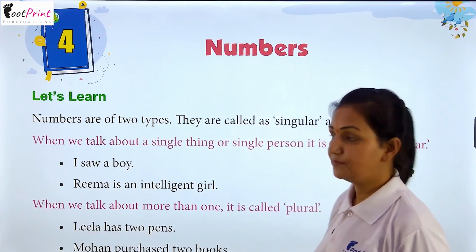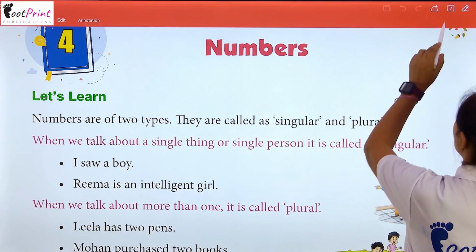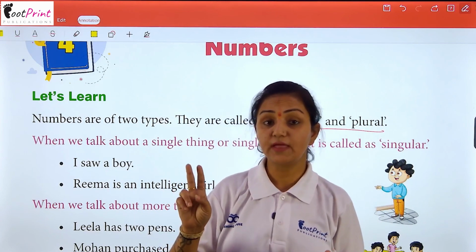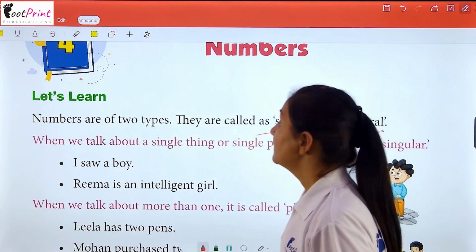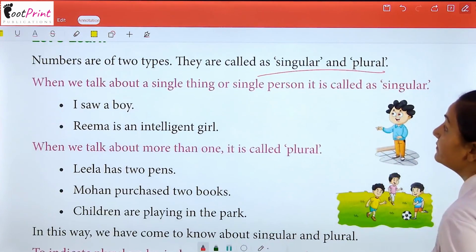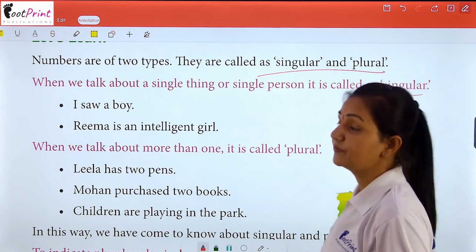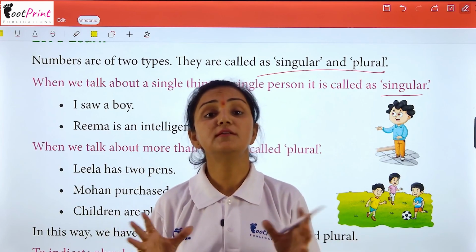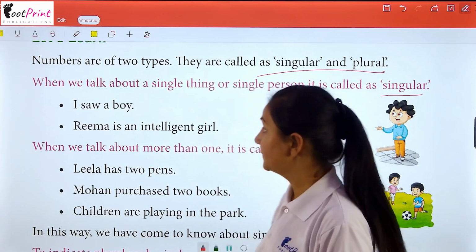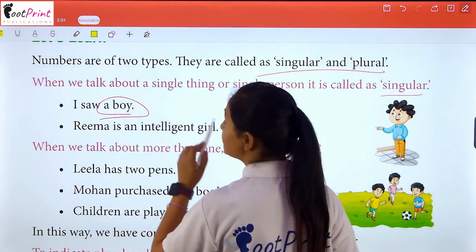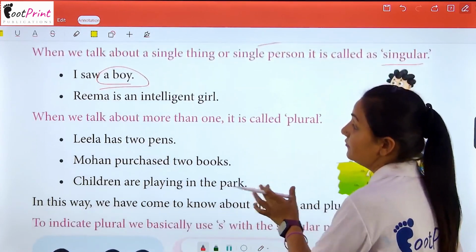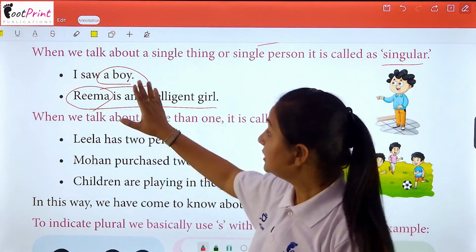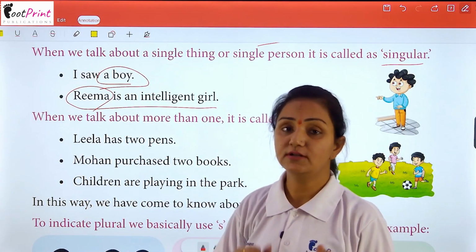Numbers are of two types. They are called singular and plural. Students, they want to tell you that numbers are of two types, that is singular and plural. When we talk about a single thing or a single person, it is called singular. When I am talking about just myself or just yourself, it will be included in the singular form. Clear? Like, I saw a boy means one boy. Rima is an intelligent girl, and here we are just talking about Rima. So these two will be included in the singular number form.